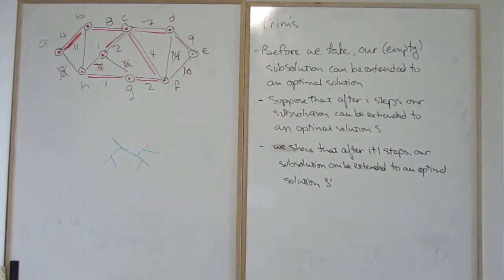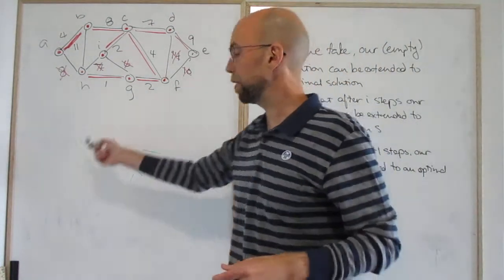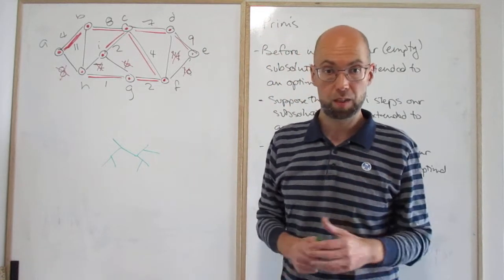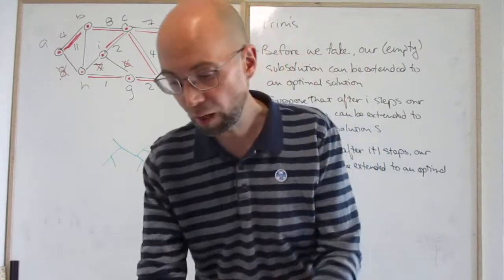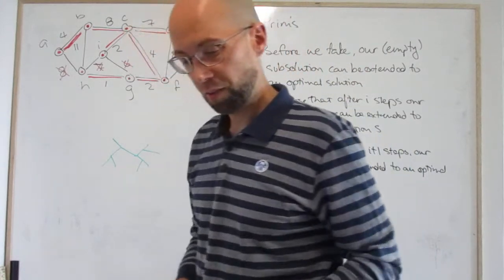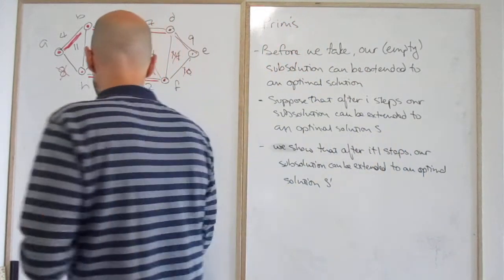Because after i steps, our subsolution in Prim's is always a tree. Not in Kruskal's, where it's a forest; in Prim's, it's a tree. Now, S has some more edges.